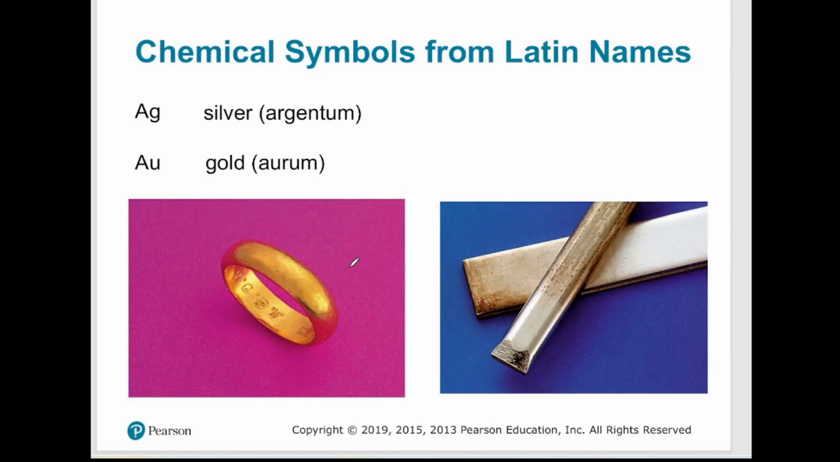Here are some pictures of a couple of the elements. We have gold, aurum or Au, and we have silver, argentum, which is Ag.